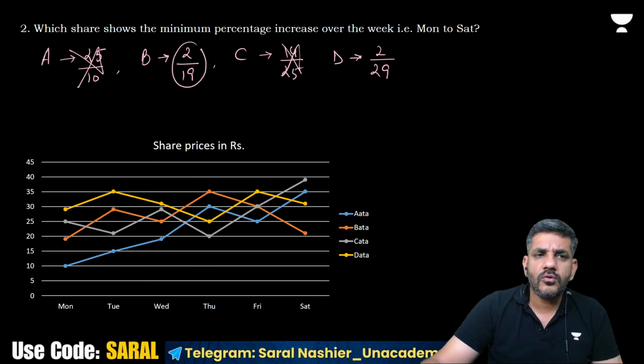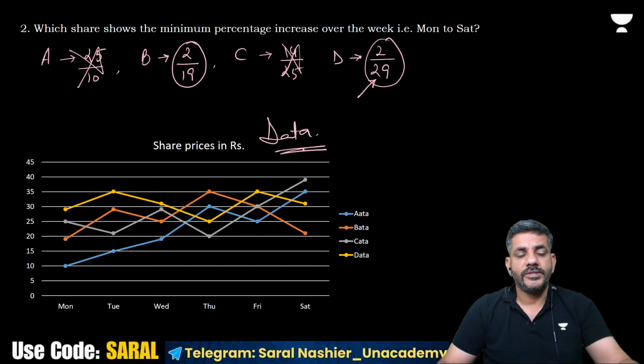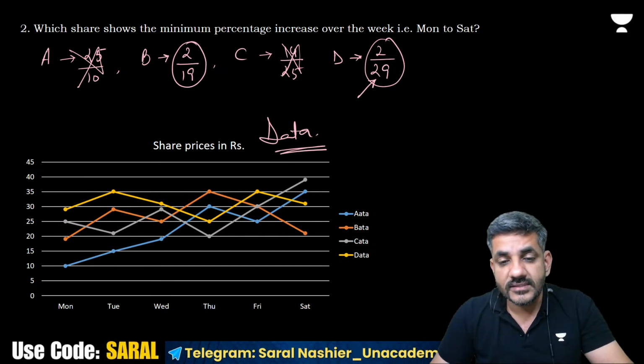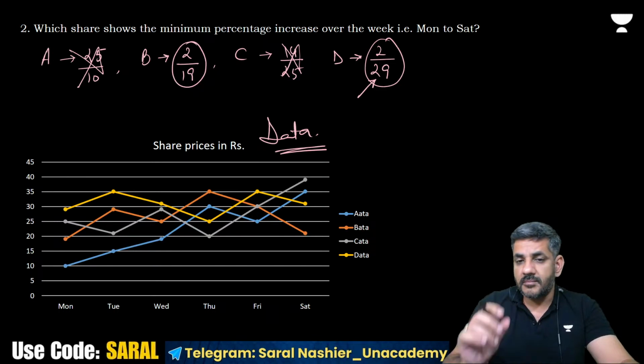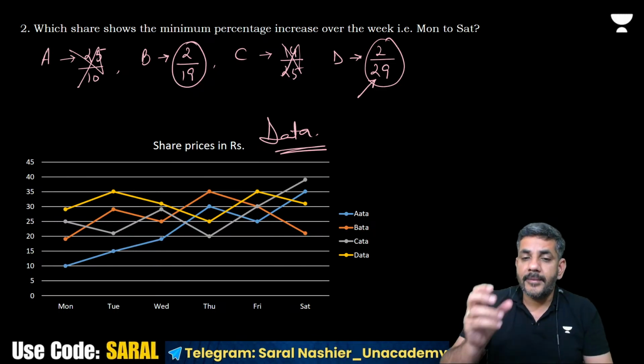Now, when I talk about 2 by 19 and 2 by 29, of course, the larger the base, the smaller the value. So yes, Data is the share which has the minimum percentage increase. That should be the right answer. Very good, Sahil.